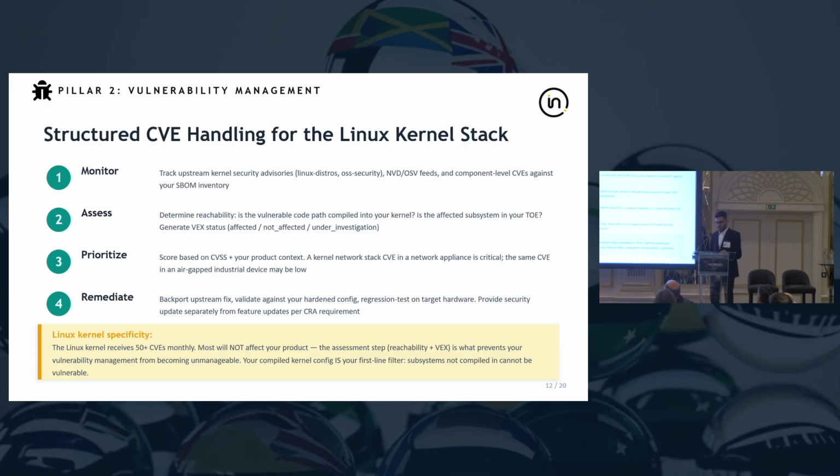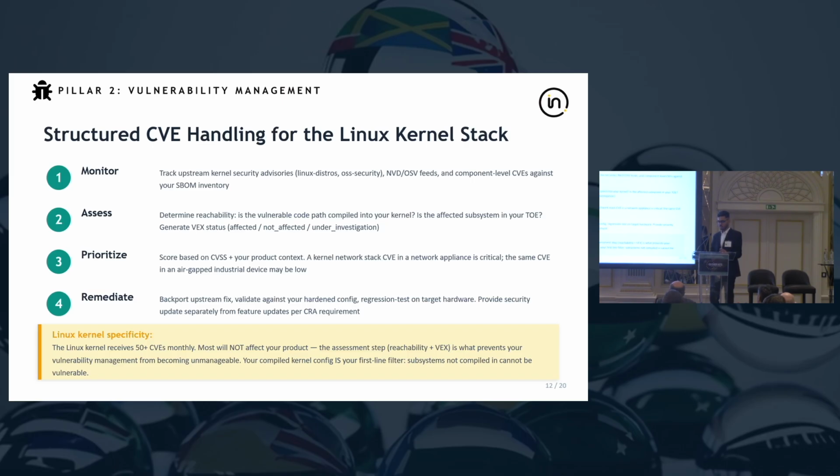So this is CVE handling. If you are using the Linux kernel and you check any vulnerability database, there are dozens of CVEs every month for every kernel. So without a structured process, your vulnerability management might become unmanageable very soon. Step 1 is probably monitor. Track your upstream kernel advisories, your Linux distros, OS security advisories, everything, and cross-reference them against your component inventory.